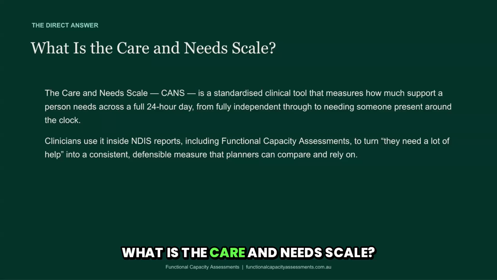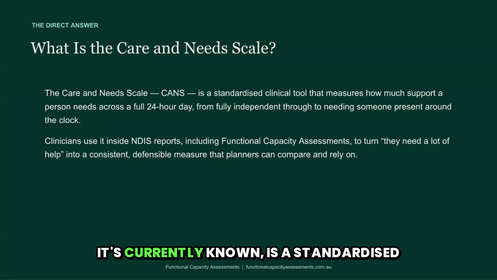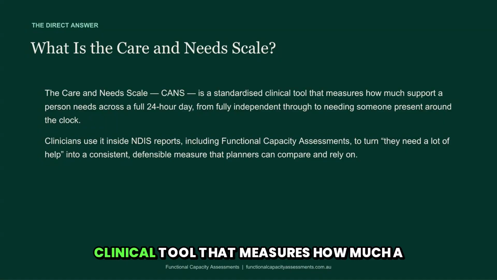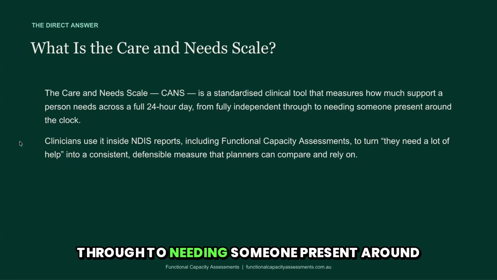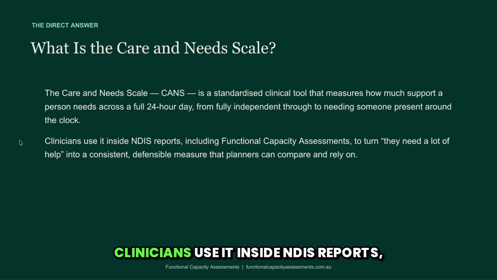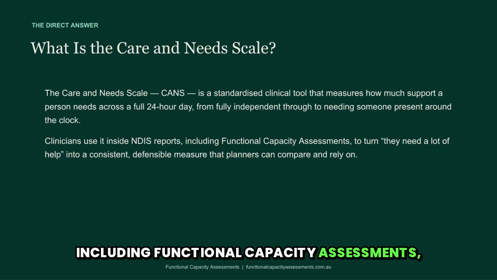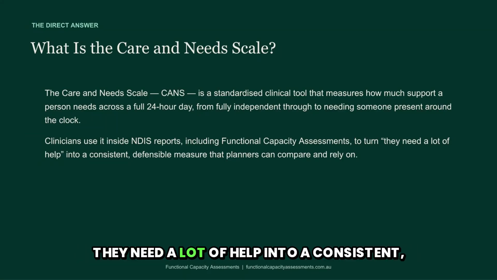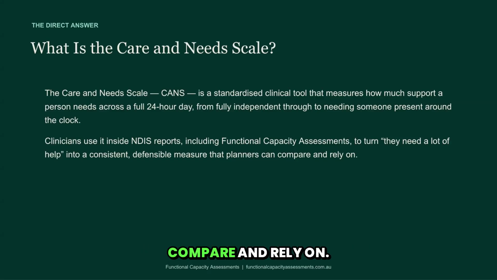What is the Care and Needs Scale? So the Care and Needs Scale, or CANS as it's currently known, is a standardised clinical tool that measures how much support a person needs across the full 24-hour day period, from fully independent through to needing someone present around the clock. Clinicians use it inside NDIS reports, including functional capacity assessments, to turn "they need a lot of help" into a consistent, defensible measure that planners can compare and rely on.